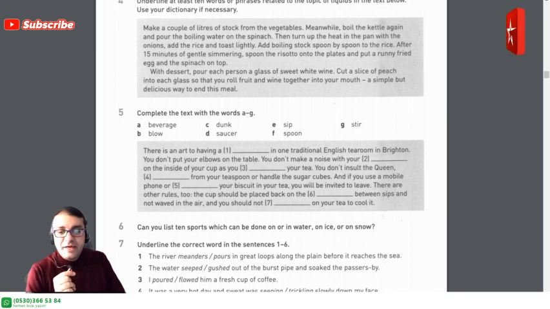Well, let me go back here again. Let me read it for you folks again. Look here: you don't sip the queen from your teaspoon or handle the sugar cubes. Now, if you look at it here, Naveen, she said... where is Naveen? I can see it on the screen. Naveen, she said E. Yes? And actually, yes, it's sip. Okay, the answer is actually sip from your teaspoon or handle the sugar cubes. Naveen is correct.